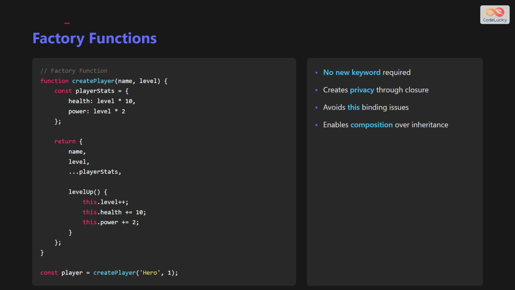In this example, a factory function called createPlayer is defined. It takes name and level as arguments. Inside the function, playerStats is defined and finally an object is returned with the properties name, level, and the properties from playerStats. A method levelUp is also defined to increase the level and health. A new player object is created using the createPlayer function.